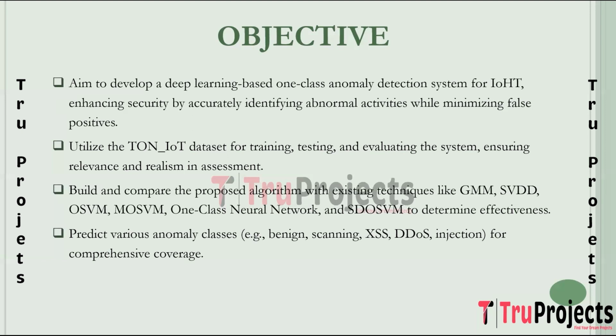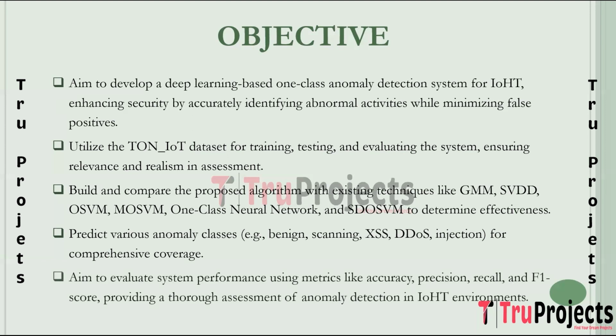The objective is to predict multiple classes of anomalies, including benign, scanning, cross-site scripting, distributed denial of service, which is DDoS, and injection attacks, among others, to ensure comprehensive anomaly detection coverage. The aim is to assess the performance of the proposed anomaly detection system using metrics such as accuracy, precision, recall, and F1 score, providing a comprehensive evaluation of its effectiveness in detecting and classifying anomalies in IoHT environments.